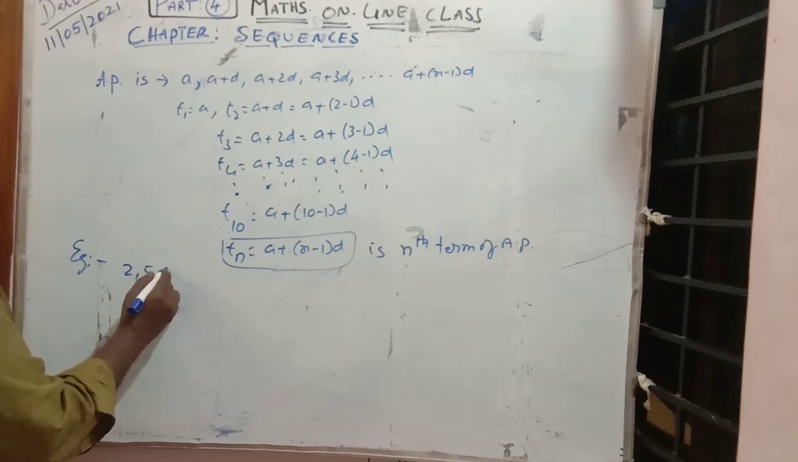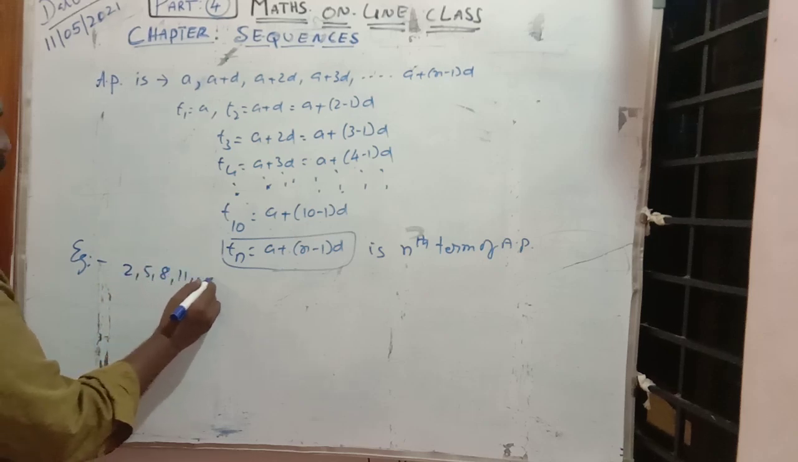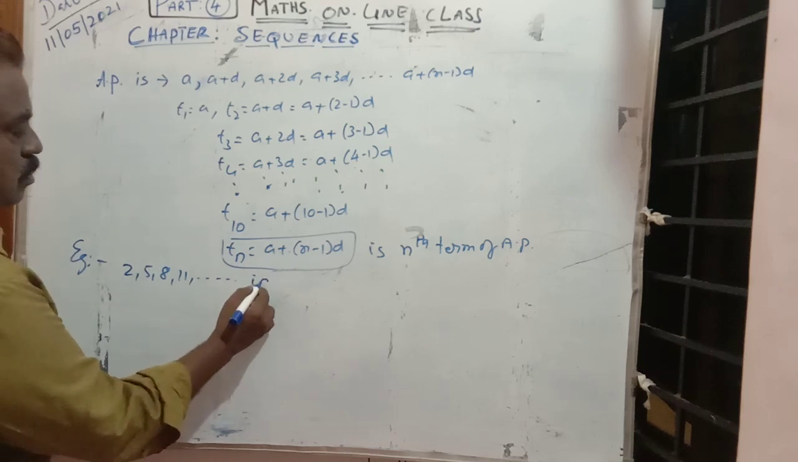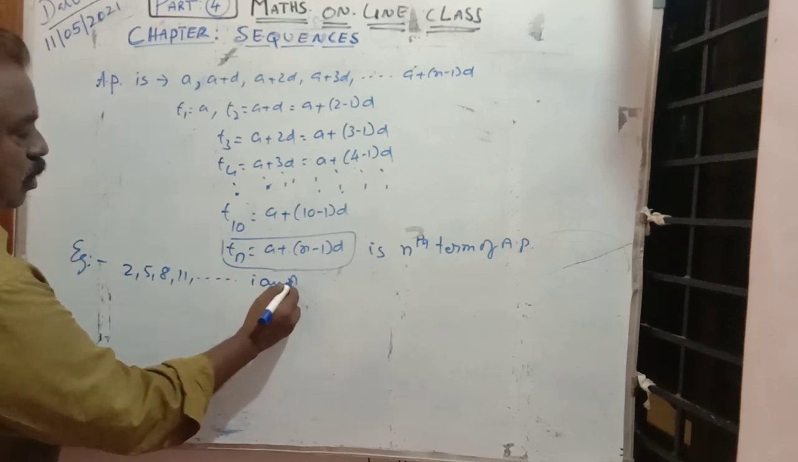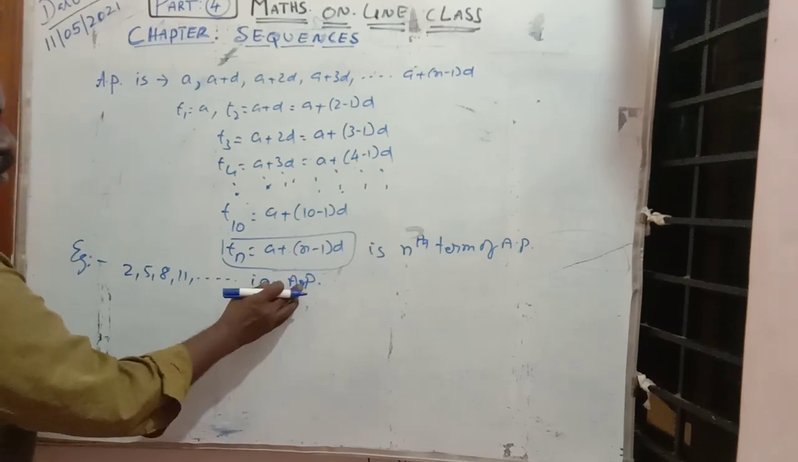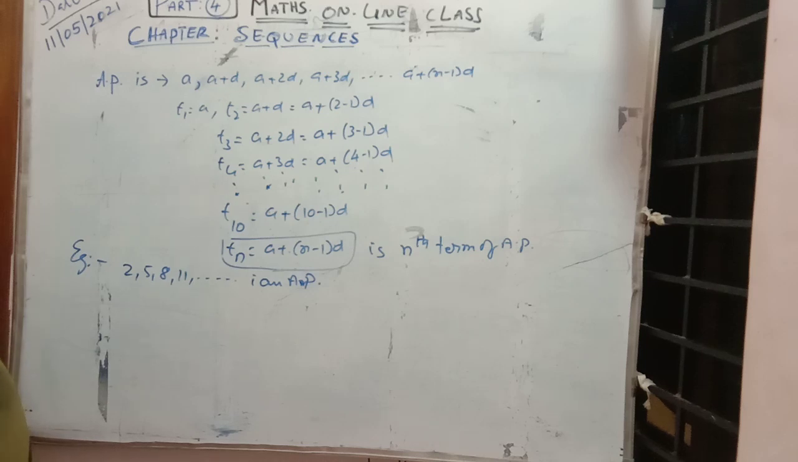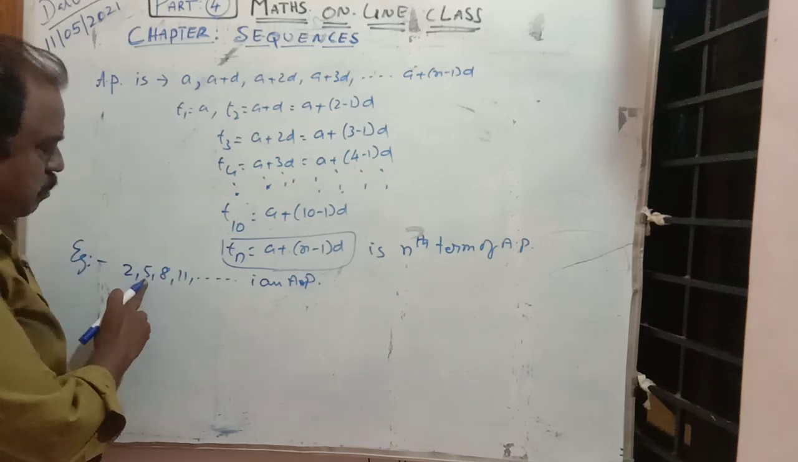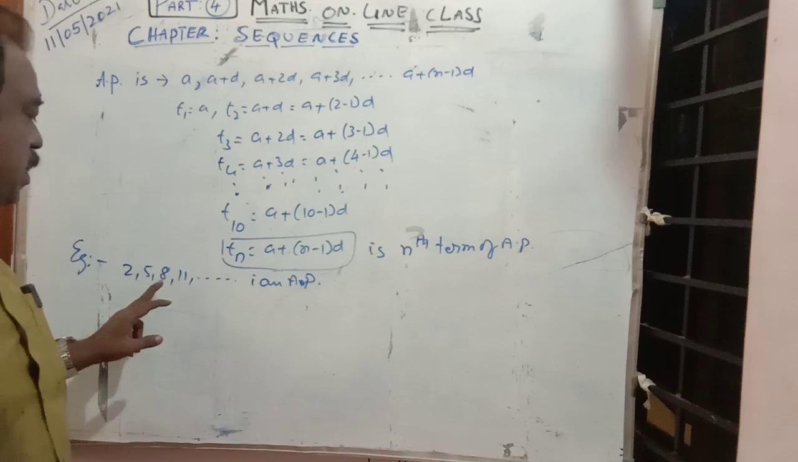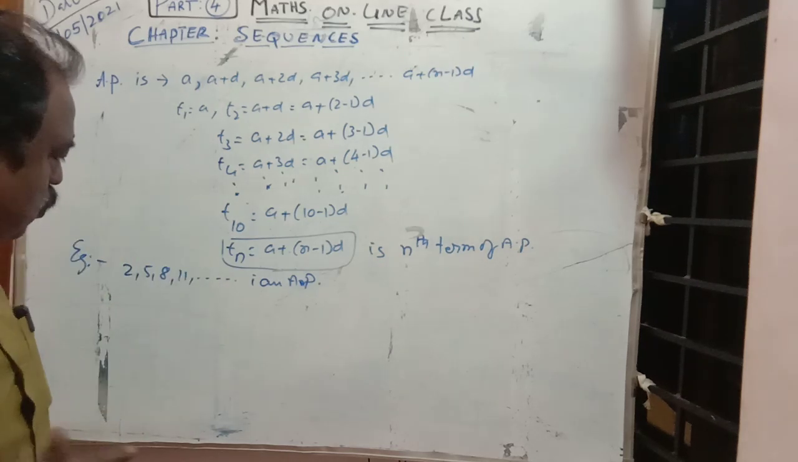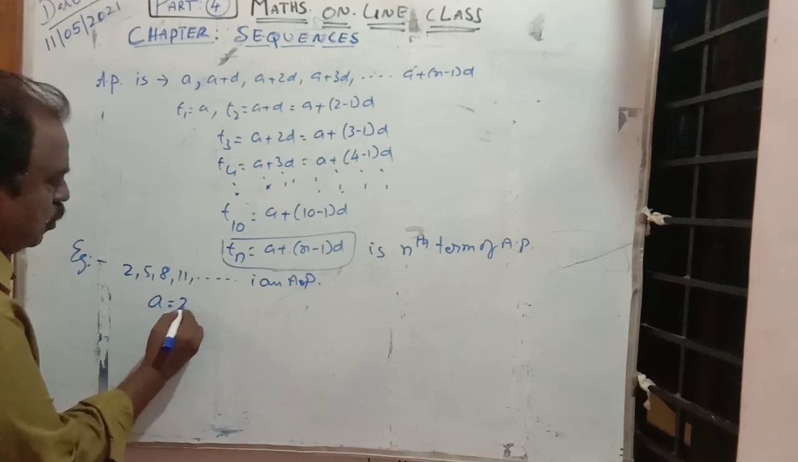2, 5, 8, 11, dash dash is there. Is it an AP? We know it. Already we take one example. It is an AP. This is A. Because T2 minus T1, 5 minus 2 is 3. 8 minus 5 is also 3. 11 minus 8 is also 3. So it is an AP. Here A is equal to 2.